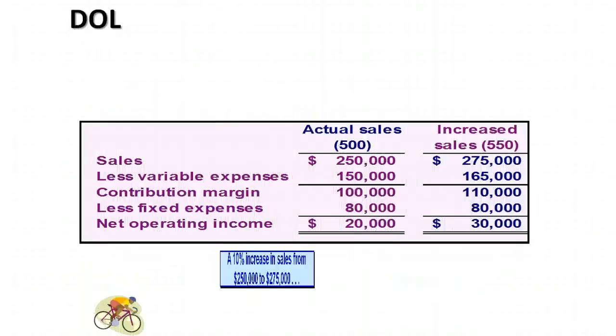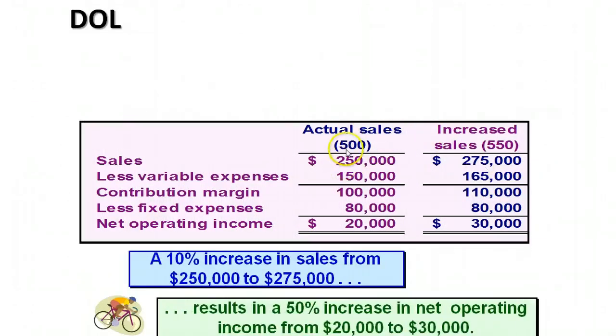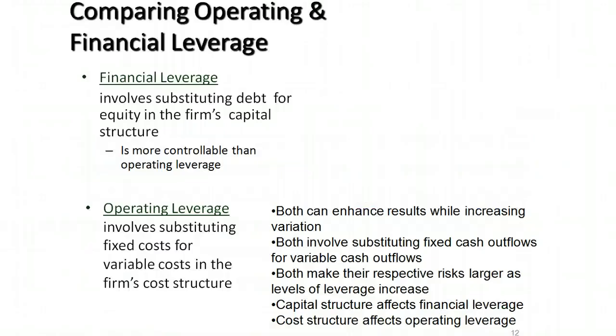And so here's the verification. We originally were selling 500 bikes, now we're selling 550. So there's the 10% increase. And we have an increase in sales and variable costs and contribution margin. So a 10% sales increase changes operating income, or EBIT, from 20,000 to 30,000, which is a 50% increase. All right, so that's the idea behind the degree of operating leverage.